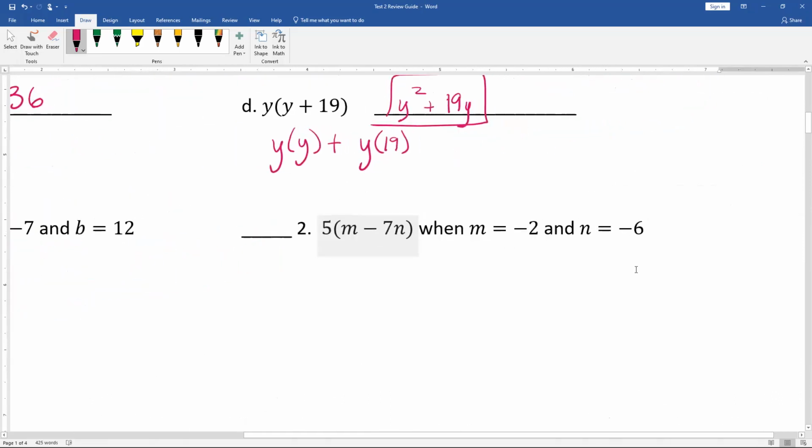All right, so our next one is 5 times m minus 7n. So do y'all want to distribute first? Okay, so if we distribute, what do we end up with?